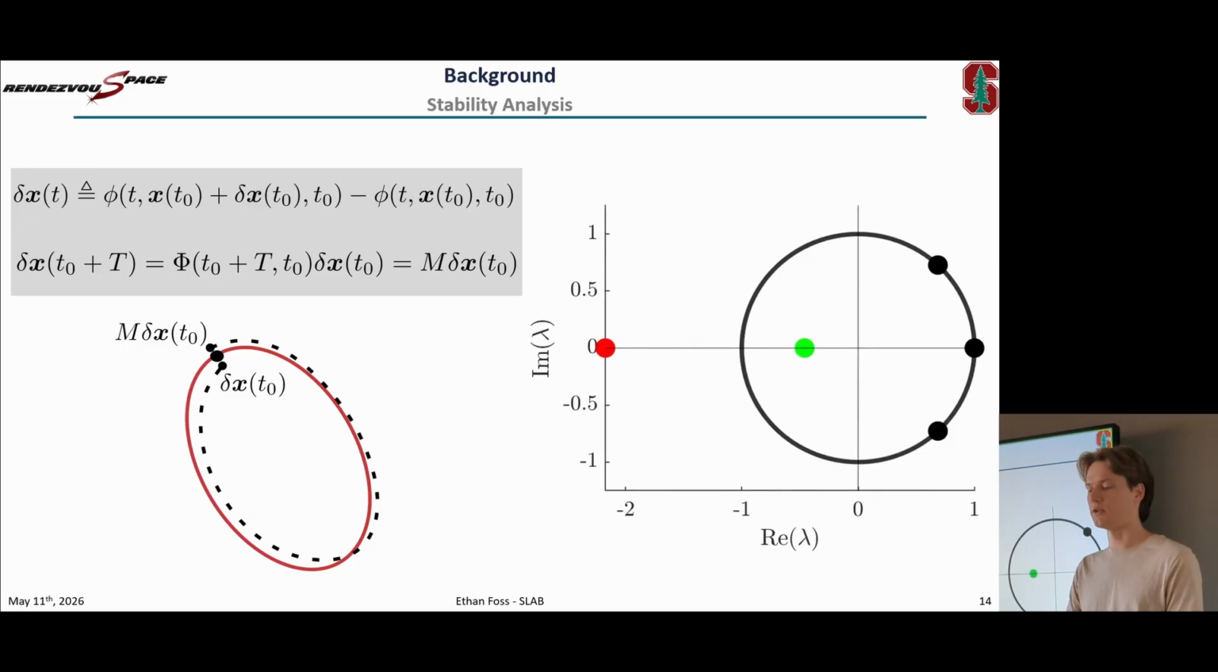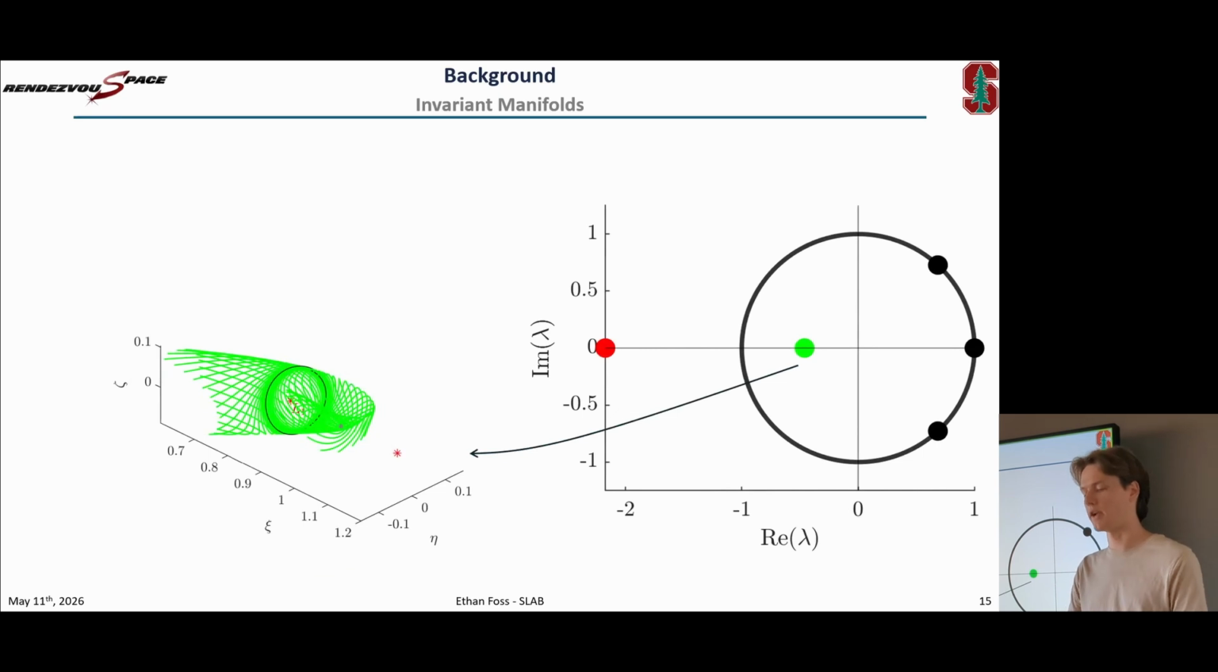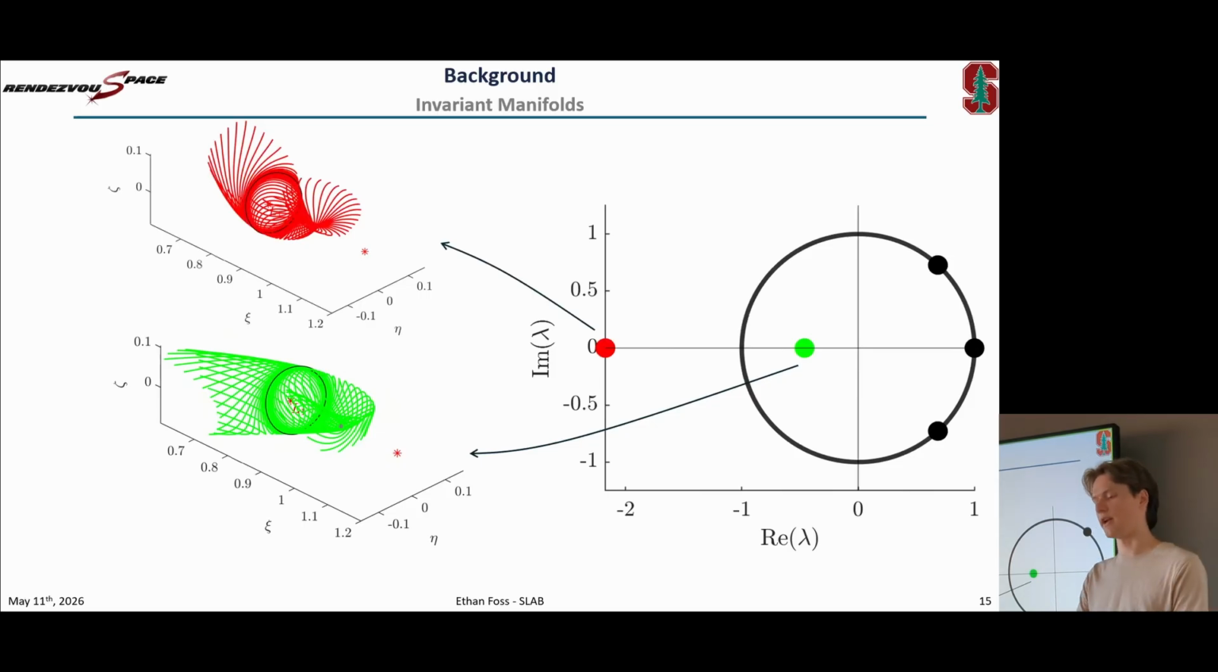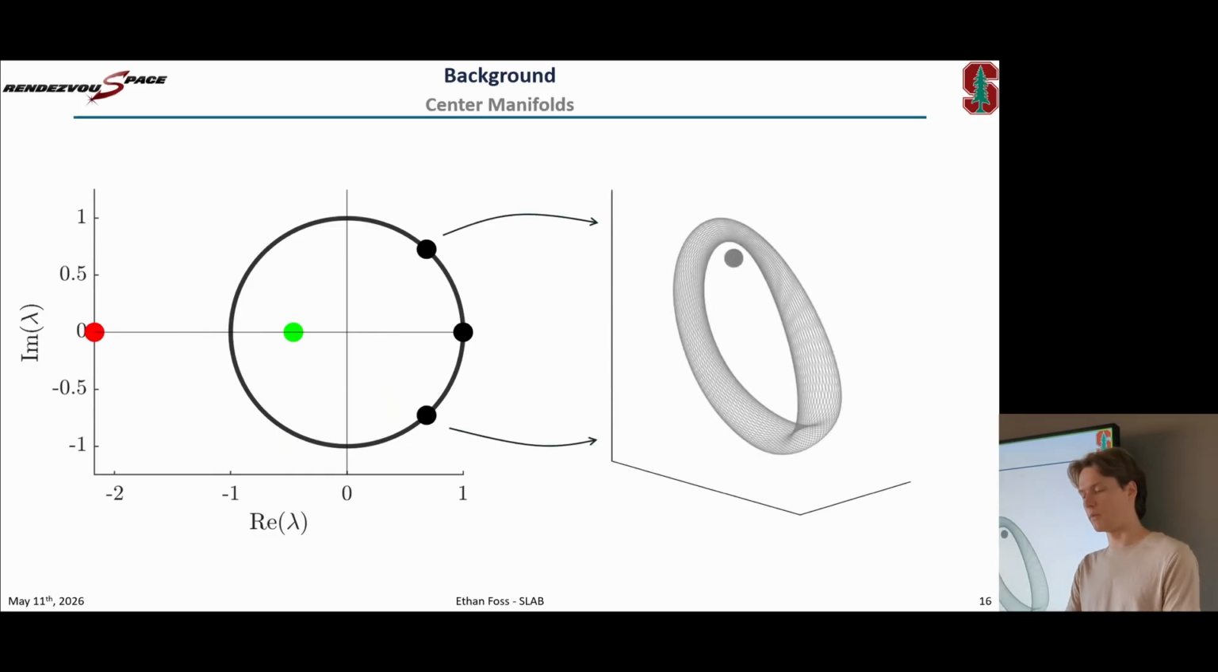If we look at the eigenvalues of these periodic orbits, we notice that we have unitary eigenvalues and stable and unstable eigenvalues. If we perturb stable eigenvalues, we can generate stable invariant manifolds, and for unstable eigenvalues, we can generate unstable invariant manifolds. These basically characterize regions of the phase space in which you can emanate or emerge from a periodic orbit. But what happens if we perturb these unitary eigenvalues? We actually generate something called a quasi-periodic torus.